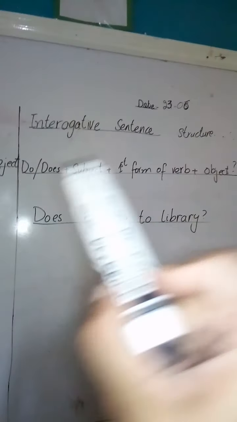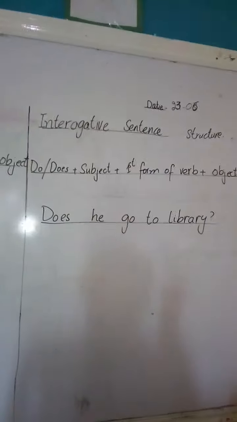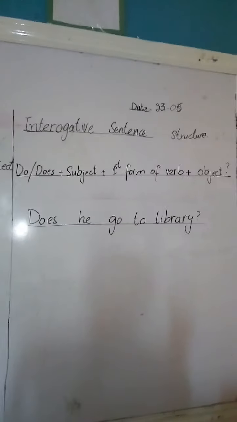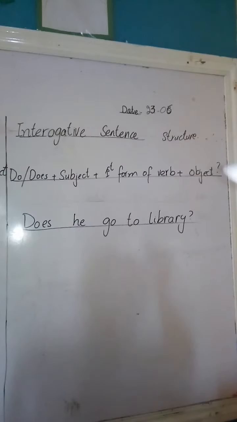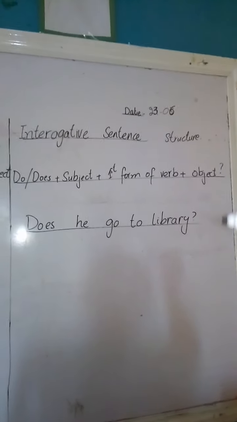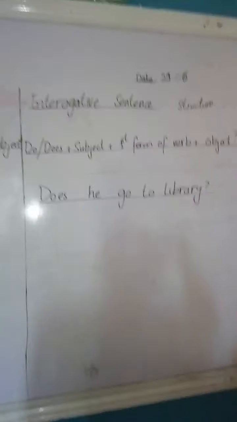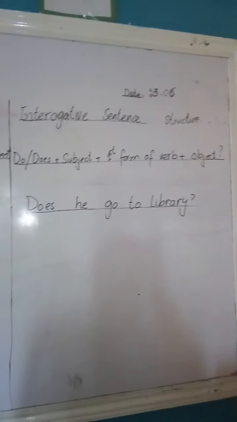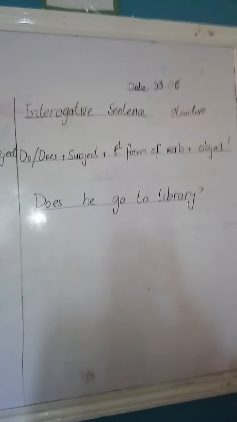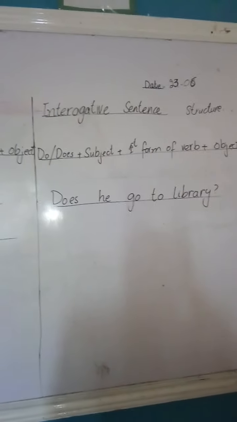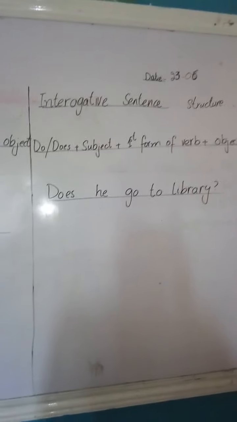So look at the structure. Do or does comes first, then the subject, then you add the first form of verb, and the last thing is the object. Object means the place or the thing on which the action takes place, and at the end you have to put the question mark. It's mandatory for every sentence. If the sentence is a question, then you must put a question mark at the end.